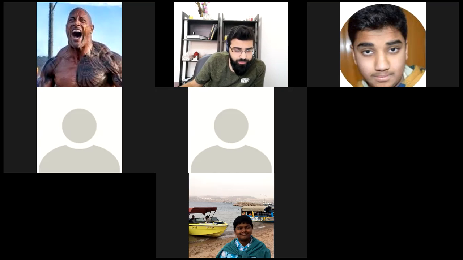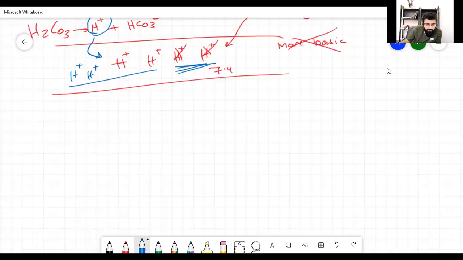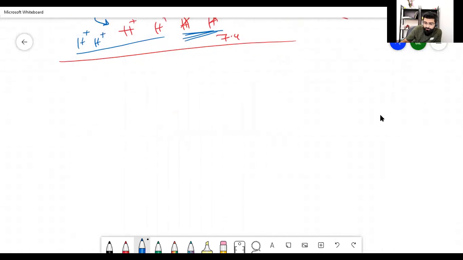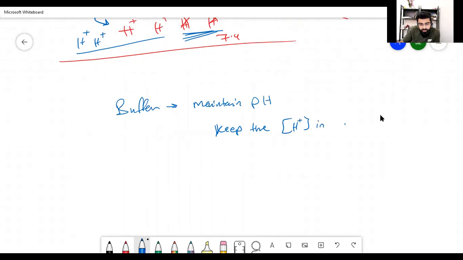Okay. The buffer, I gave you an example about it, we just said the buffer is a compound that maintains the pH. How does it maintain the pH? By keeping the concentration of H plus in a range. It means that it does not allow the pH to increase or decrease, the H plus concentration in a solution.